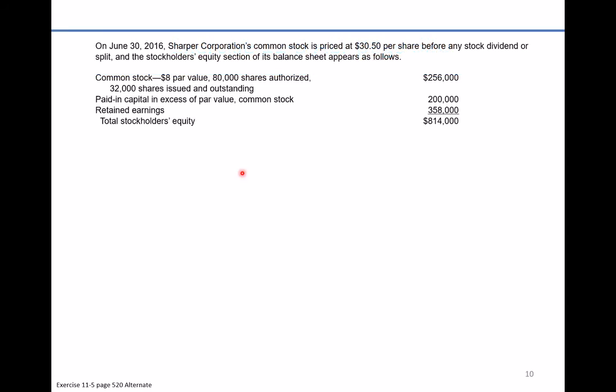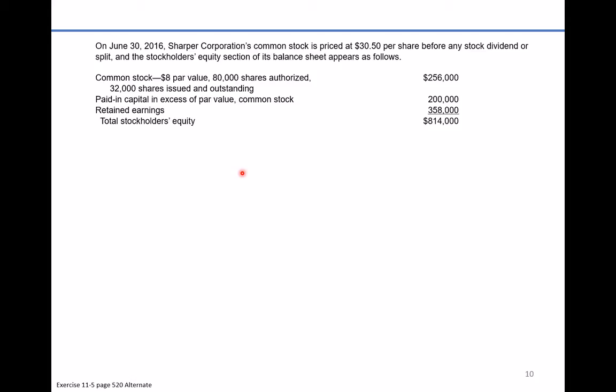Today we're taking a look at the alternate version of exercise 11-5 from page 520 of the textbook, chapter 11, Reporting and Analyzing Equity. This exercise is taking a look at stock dividends and stock splits. So on June 30th, 2016, Sharper Corporation's common stock is priced at $30.50 per share before any stock dividend or split, and the stockholders' equity section of its balance sheet appears as follows.